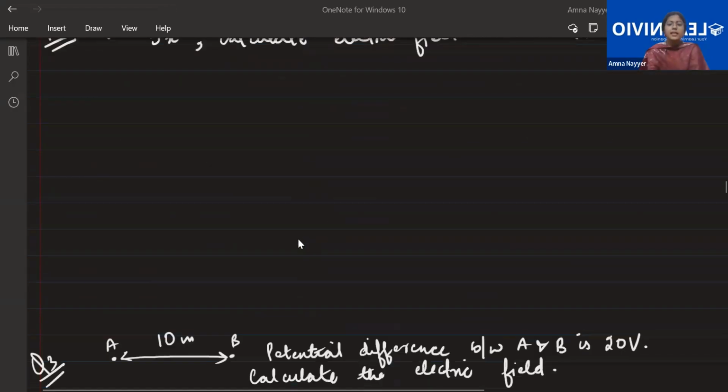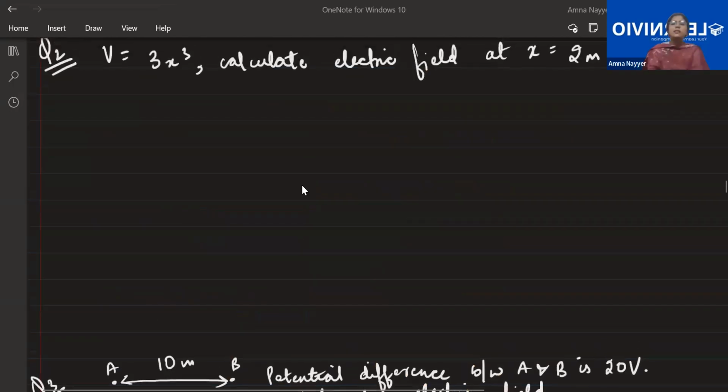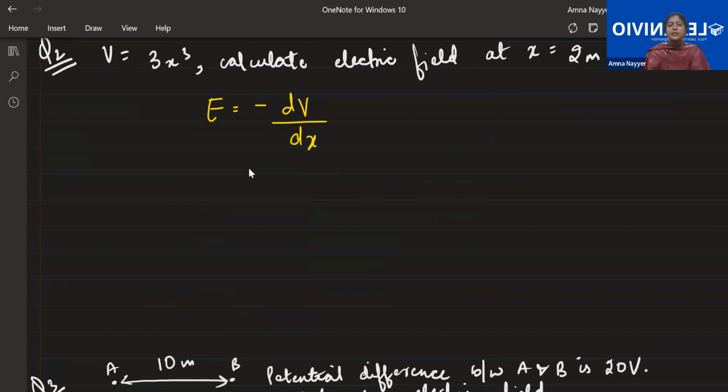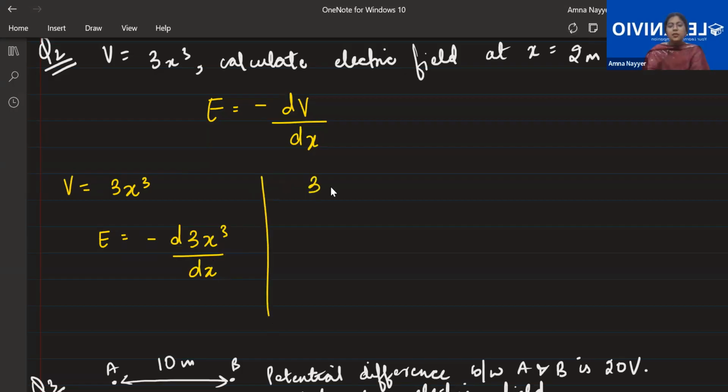Okay. See, it is saying if V is 3x cube, what is the electric field at x equal to 2 meters? See, for the electric field, we know it is minus dV over dx. And what's the potential given? Potential is given as 3x cube. So the electric field is minus d(3x cube) over dx. So 3 is a constant.